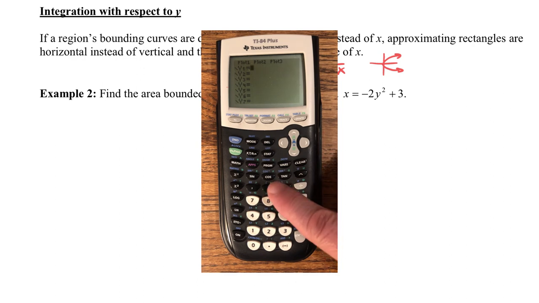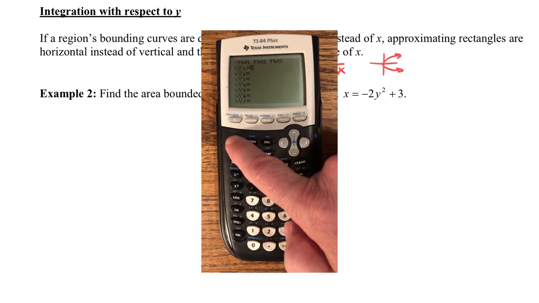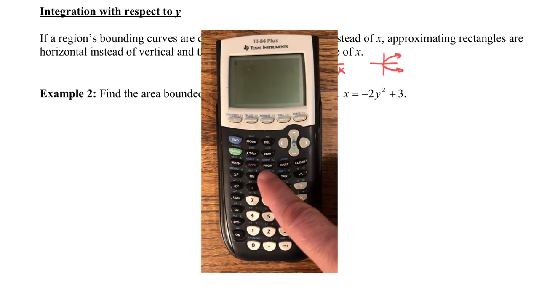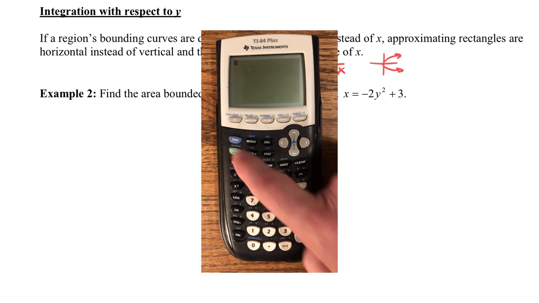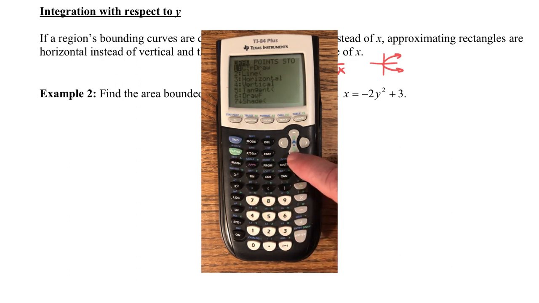And then what we want to do is go to the draw command. You don't have to be in here. You can go second quit to get out of there. It doesn't matter. But we need to go to second program. And then we're going to go down. On this calculator, it's the 8th one down, but we want draw inverse.